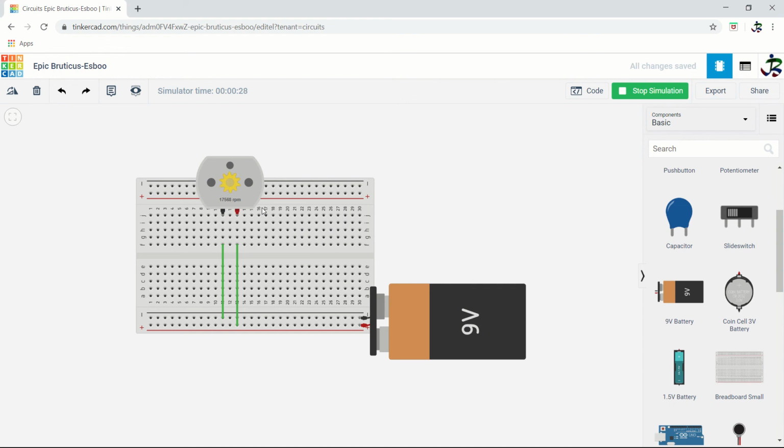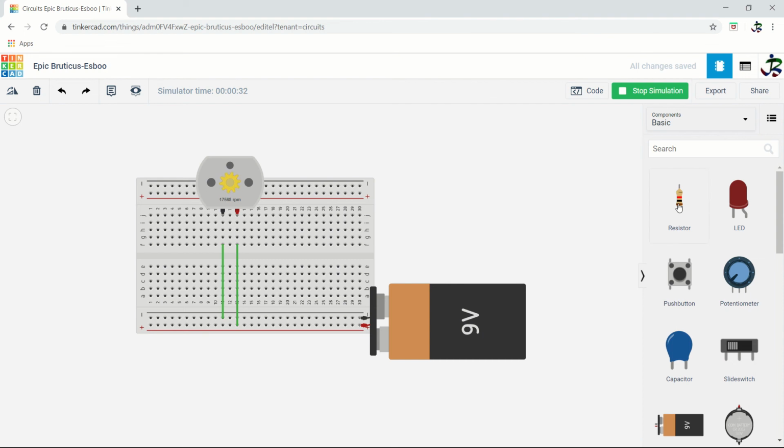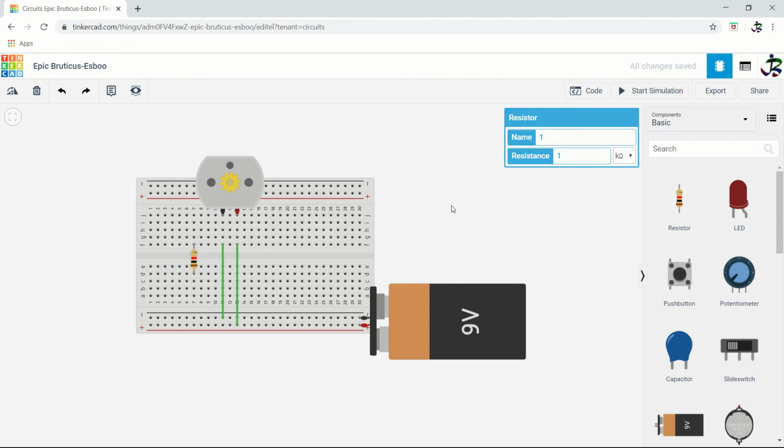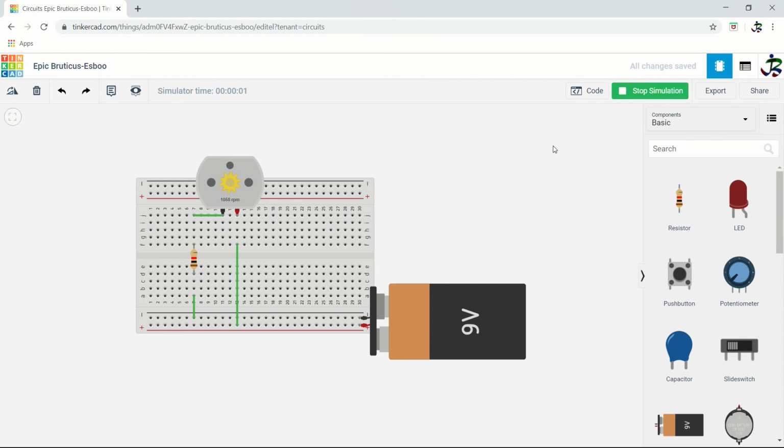Now how do we reduce this rotation speed? What you can do is use a resistor in series. Connect negative to here, and this negative to here. Now see the speed, because of the resistor it reduced. It was 17,000, now it is 1,000. So you can reduce the speed with the help of a resistor.